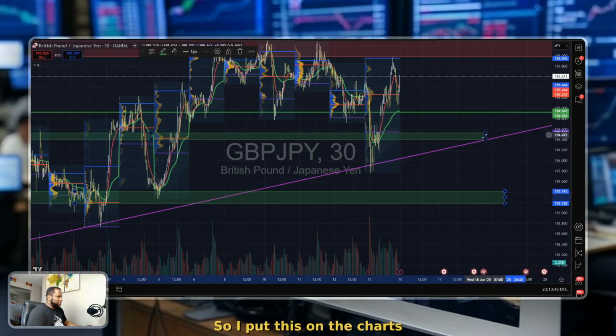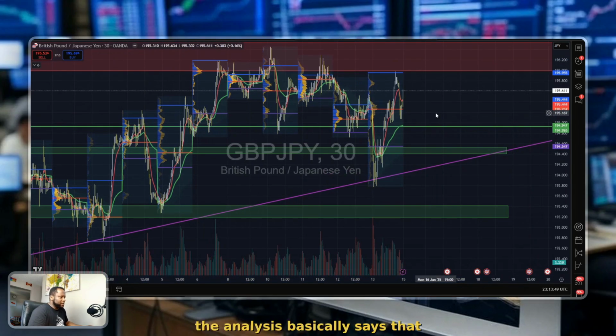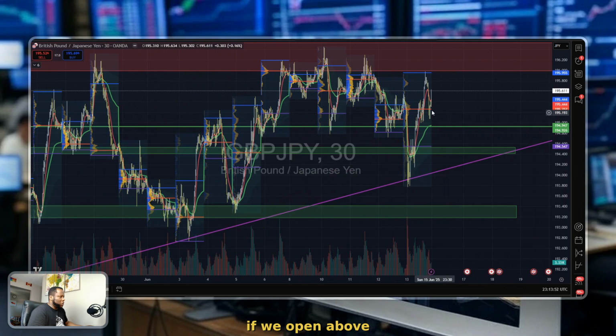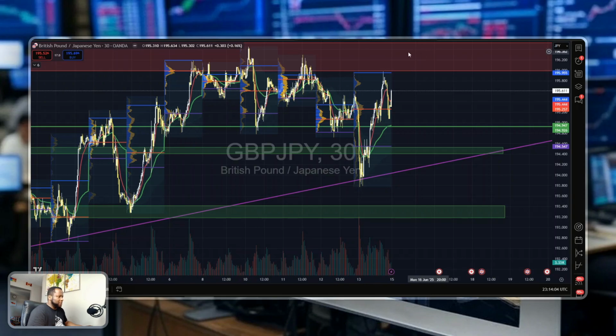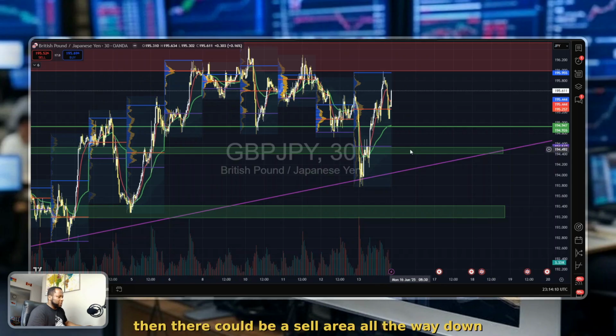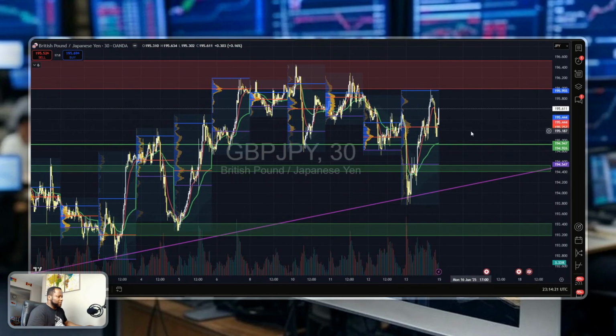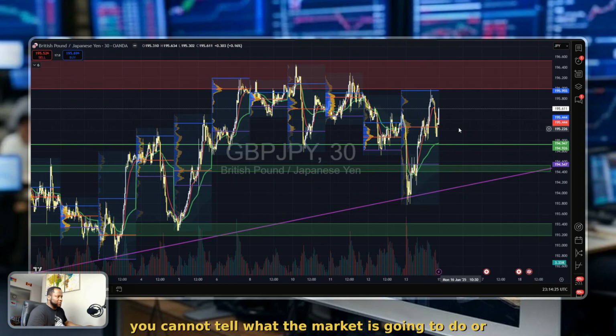So I put this on the charts a couple of days ago, I think 2 days ago, and the analysis basically says that if we open above 195.30 in this coming session, if we open above this high volume zone here, there's a possibility we might just bounce off from here and we retest this supply zone. But if price is to gap down all the way down here, then there could be a sell area all the way down to 193, or at least this touch zone here for the upper trend line. Okay, that is just an analysis. You cannot tell what the market is going to do or not do.